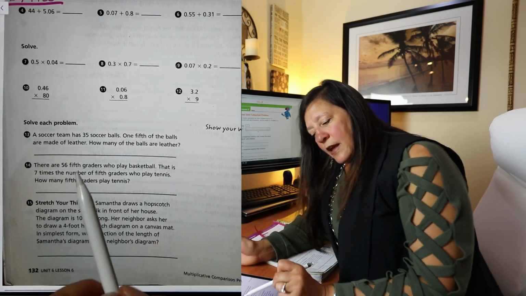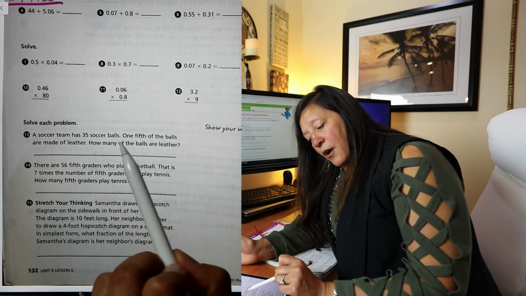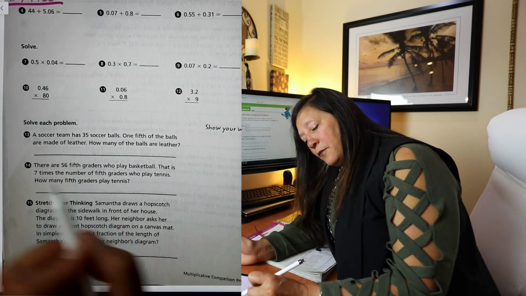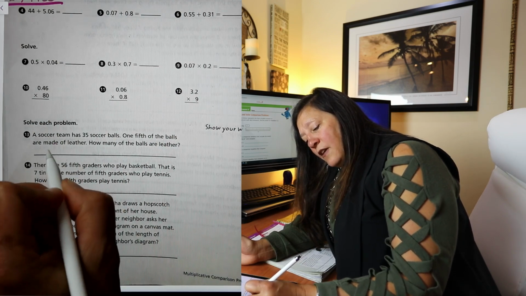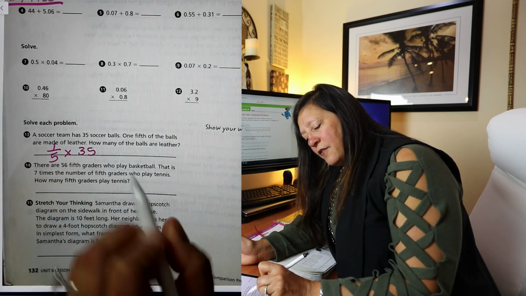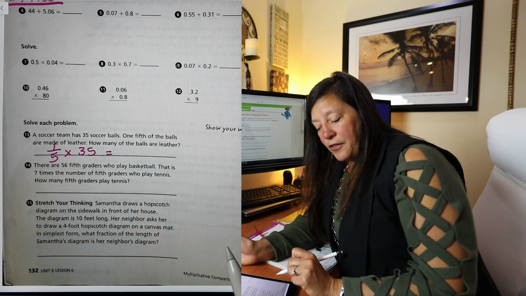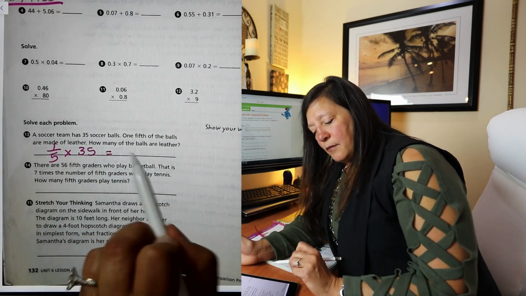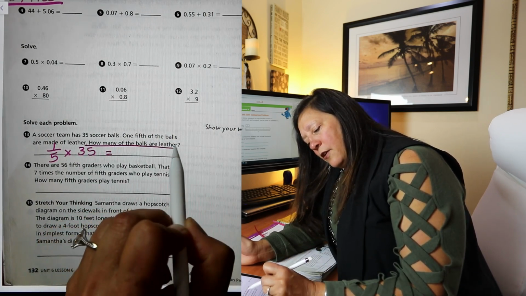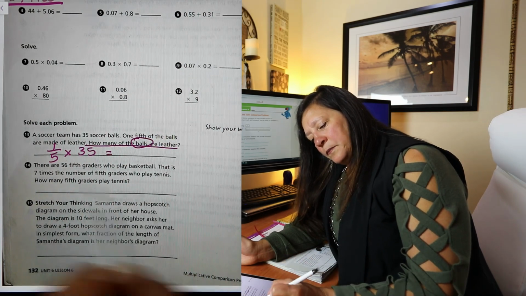Okay, number 13. A soccer team has 35 soccer balls. 1/5 of the balls are made of leather. How many of the balls are made of leather? So 1/5 of, or times, the 35 soccer balls is going to give you how many are made of leather. Simplify, multiply, get your answer. How many are made of leather? And we're dealing in balls.